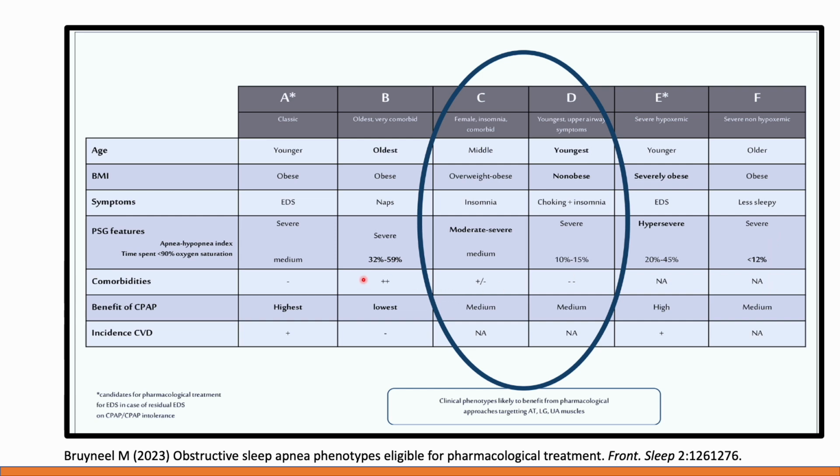So, this basically tells you that the benefit of CPAP is not the same across all the age groups and across all the various phenotypes. And mind you, these are not the only phenotypes there are.